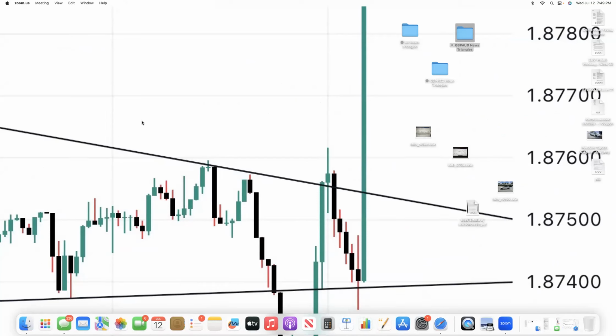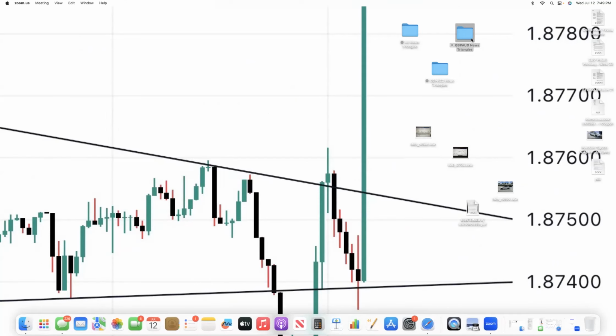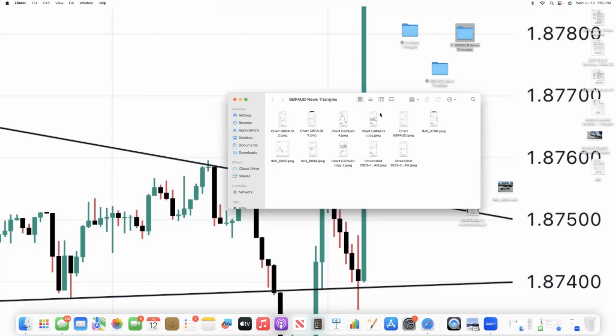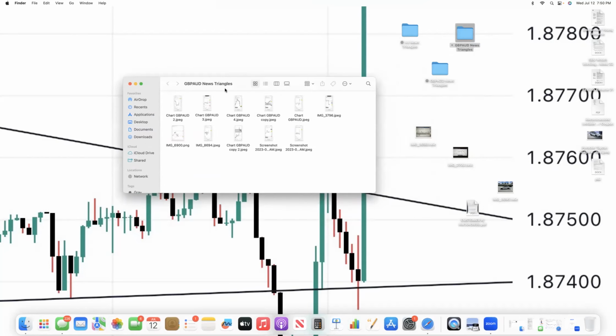All right, do you guys see these folders? Yeah, I see the folder. Good, because I need you to be able to see it. These are my news folders for each pair. This is USD JPY. This is the one we're talking about, GBP AUD news, triangles, and this is GBP NZD. So the one we're talking about is this one. I'm going to open this folder, and these are all the news trades that have recently occurred.